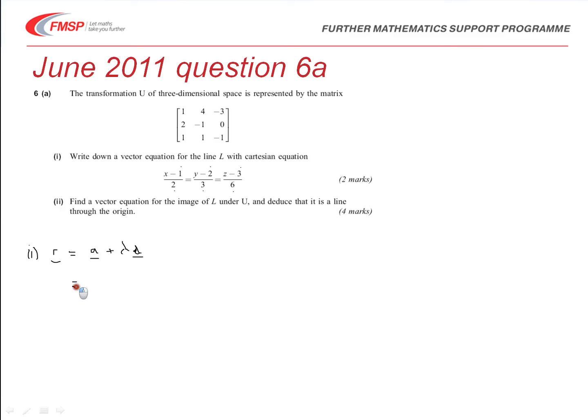And so what you will write down is that the point on the line that you know is 1, 2, 3, and the direction vector is given by 2, 3, 6.